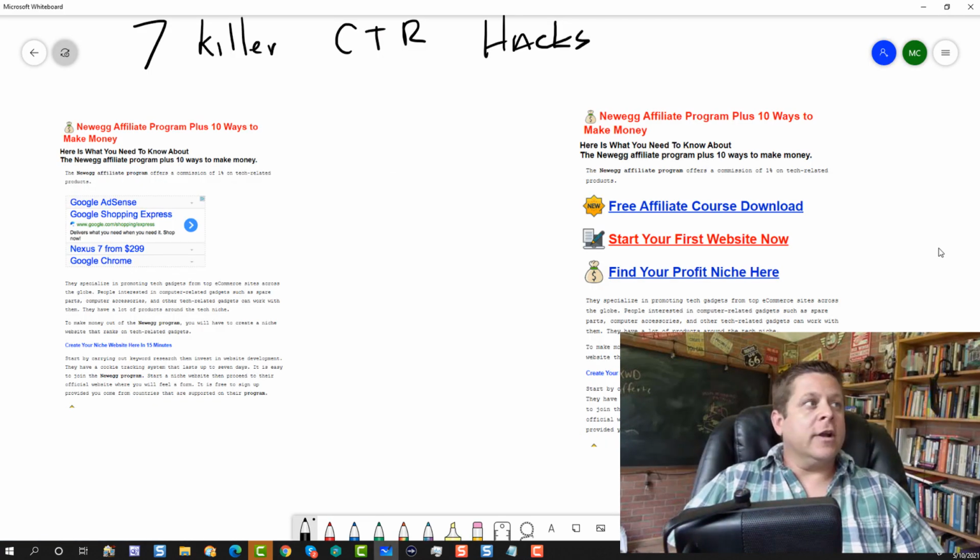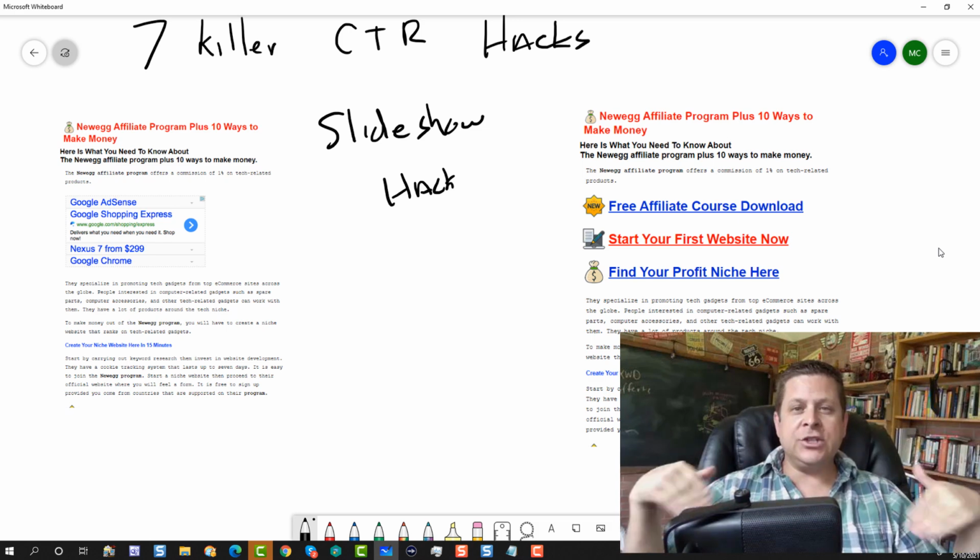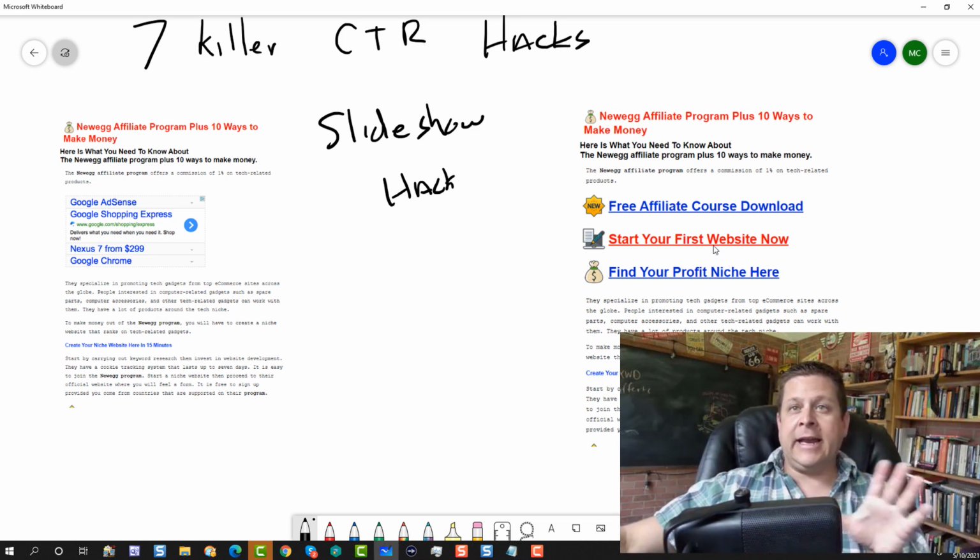Now, the third hack we're going to look at is what's known as the Slideshow Hack. And what this is going to do is put a little slideshow on your page. And again, you can do this with images. You can do it with whatever plugin you want.